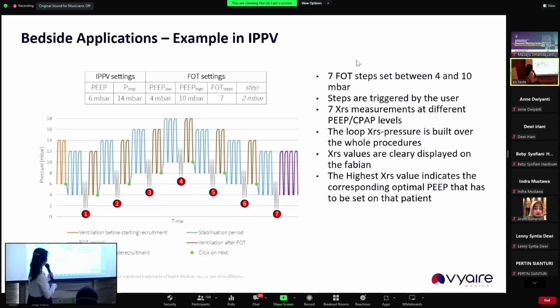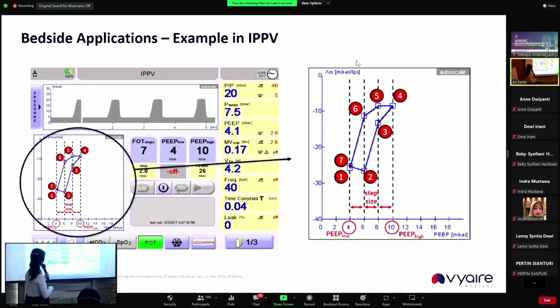PEEP of 10, maximum, because this is the PEEP high that you set. Then you send an FOT signal and then go back down to 8, another FOT signal, 6 FOT signal, 4 FOT signal. So that's how they come up with this whole loop here, which after doing this whole 7 steps, you will see that this will be the loop that you will get to see on the ventilator. So again, what do you think is the best PEEP that we can set for the patient?